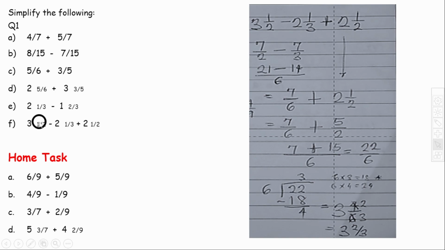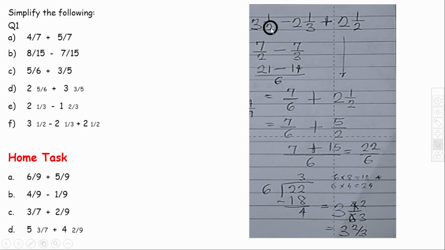3 whole number 1 over 2 minus 2 whole number 1 over 3 plus 2 whole number 1 over 3. So we need to solve this question step by step. Let us first deal with the very first two. Then we join the last one together with it. Now you can see it's a negative sign, so we don't do 3 minus 2. We don't do that. So you first convert this mixed number into an improper fraction.